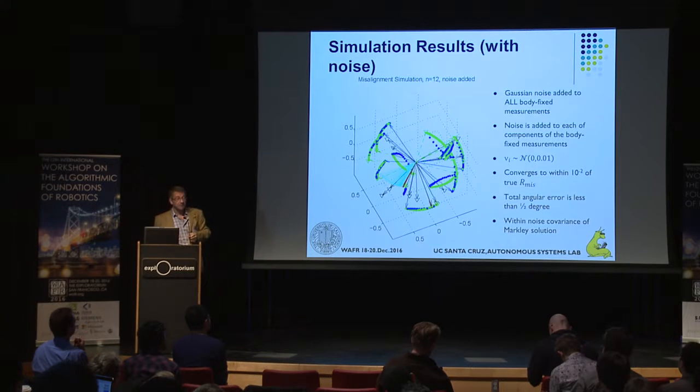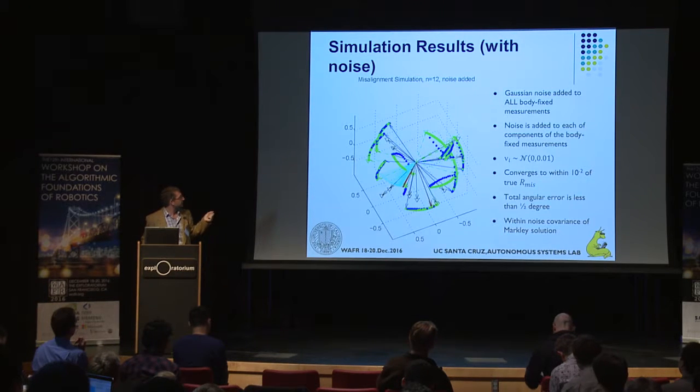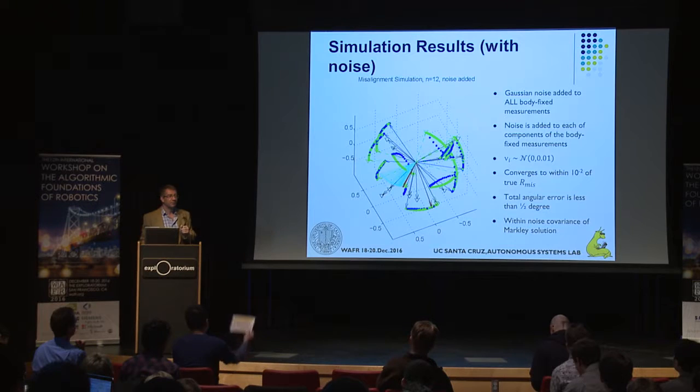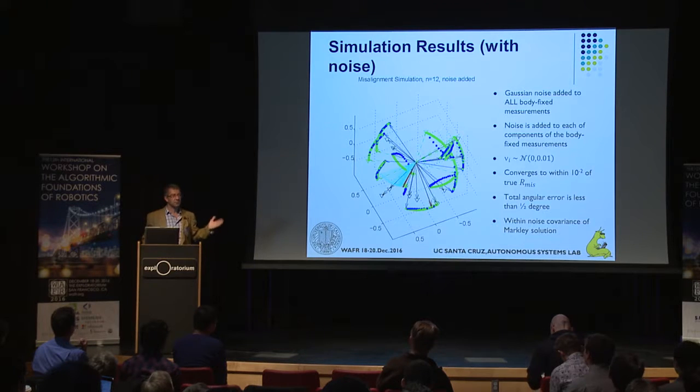And then we can add noise. This is adding Gaussian white noise to every single body-fixed measurement, both the master and the slave, so every component of it. Here we get a convergence to within 10 to the minus 2 of the representation, and it's within the noise covariance of the Markley solution. So we're getting as good as we can, given that we have corrupted noise in there.